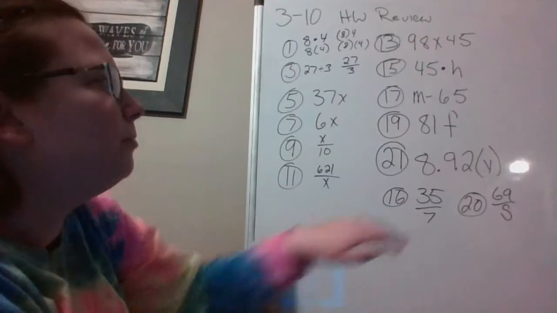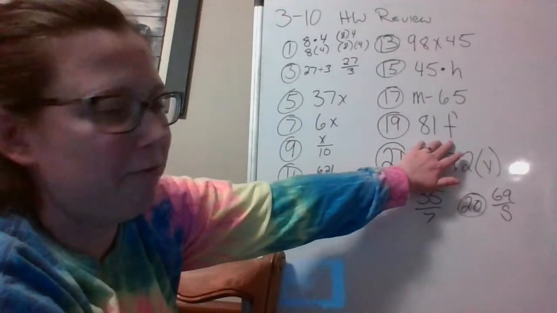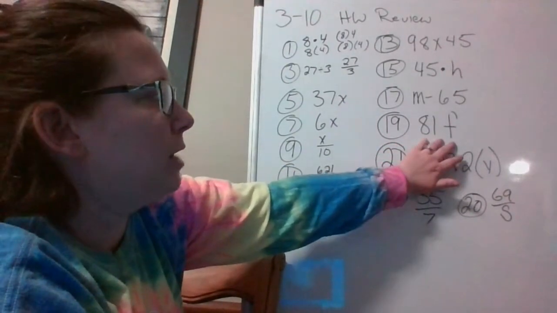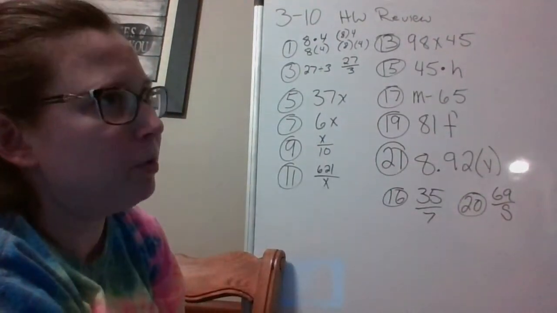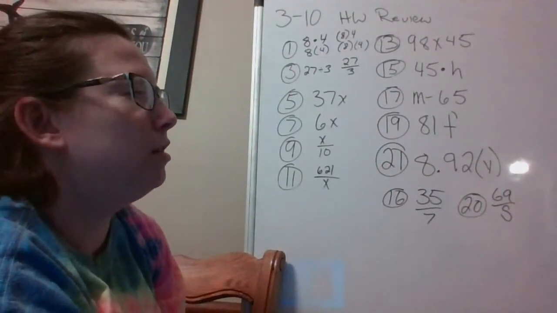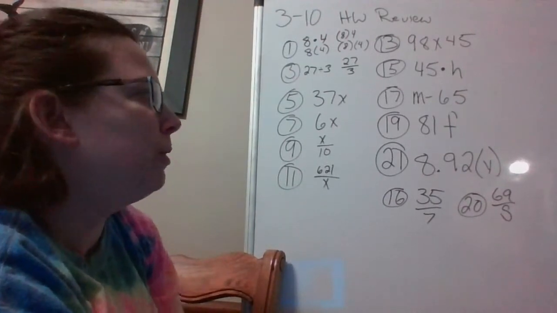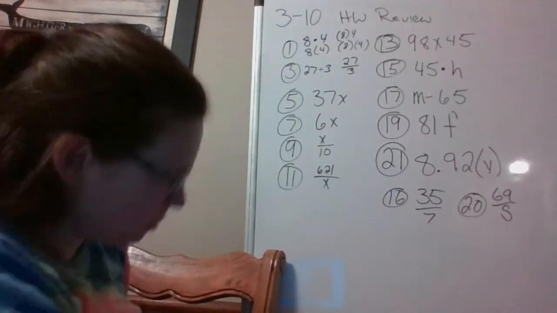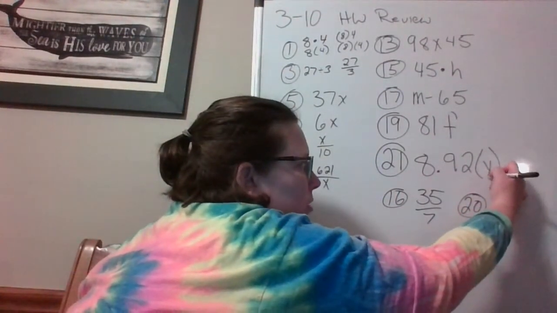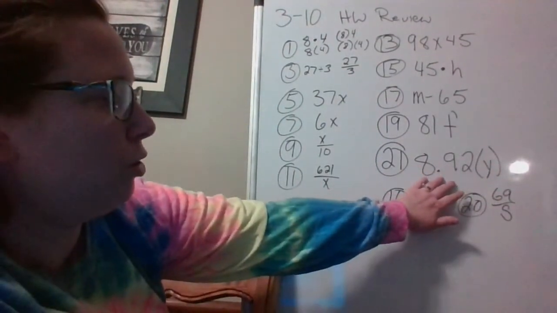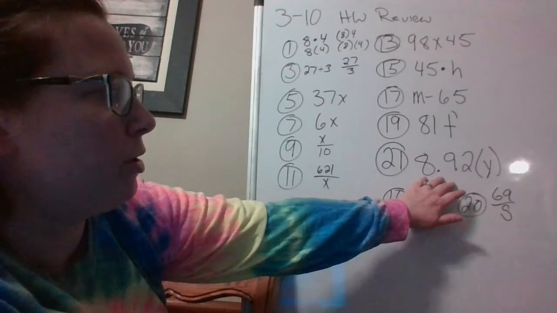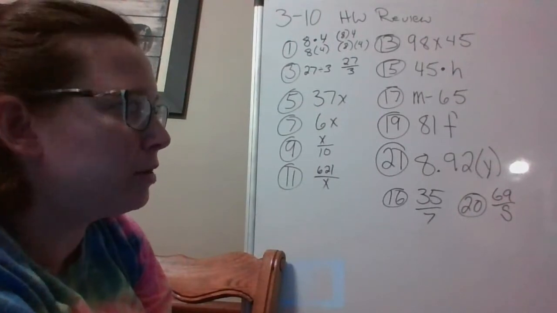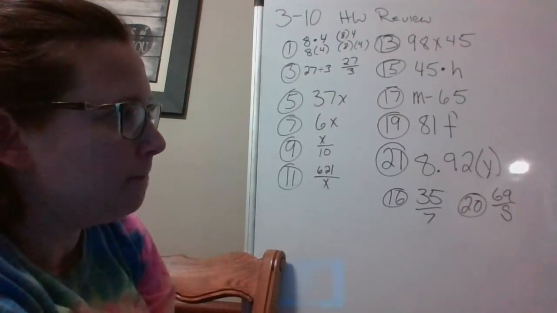So we're going to go on to 19. 19 is multiplication. The number and the variable are smushed together. That means we're multiplying. So we're going to say 81 times the number f, or 81 multiplied by the number f, or the product of 81 and the number f. Again, with 21, it is multiplication, and I think that's a y with a short tail. So this one you would write out 8 and 92 hundredths times the number y, or the product of 8 and 92 hundredths and the number y.